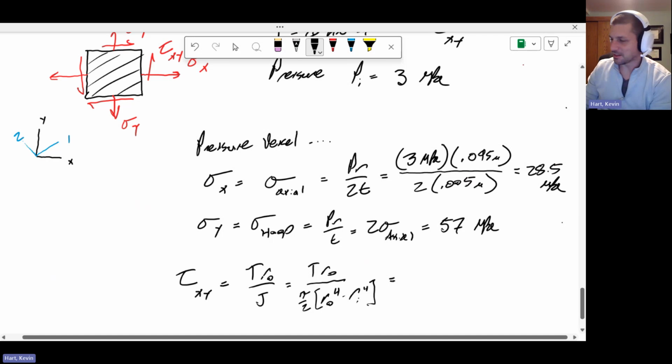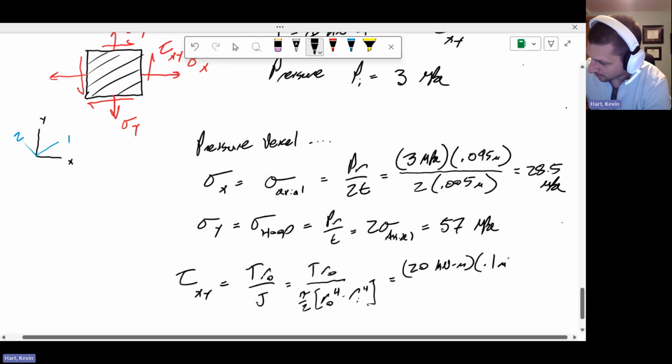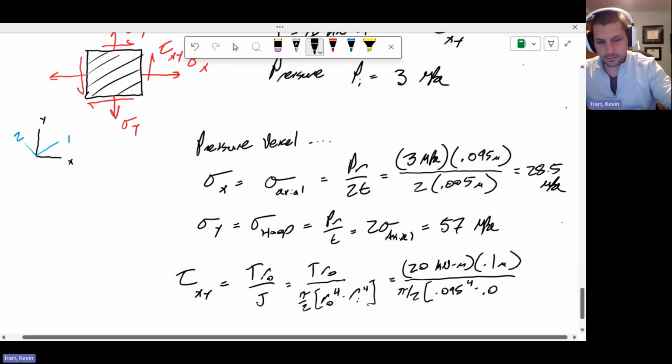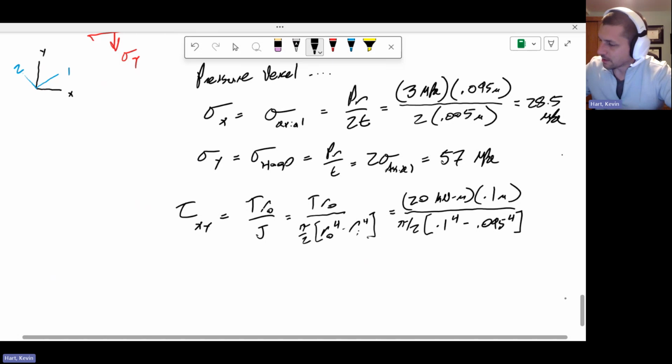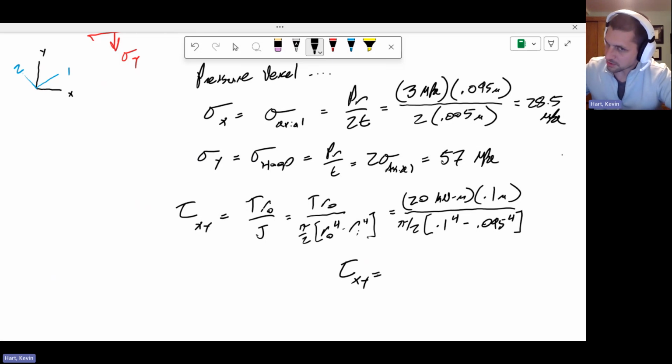I believe that you can punch all these things in. The torque is 20 kilonewton meters. Let's just write it all out. Outer radius, this is 0.1 meters, 100 millimeters. And this is pi on 2. Sorry, I got that backwards. It's outer minus inner, so 0.1 to the fourth minus 0.095 to the fourth. This is going to be meters to the fourth in the denominator. And so you get a shear stress tau xy, which is going to be 68.6 MPa.